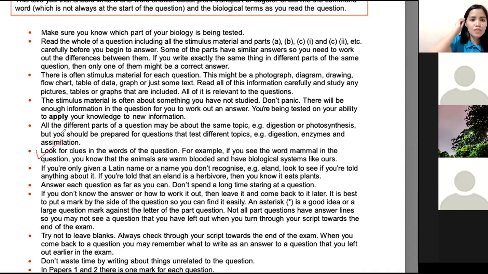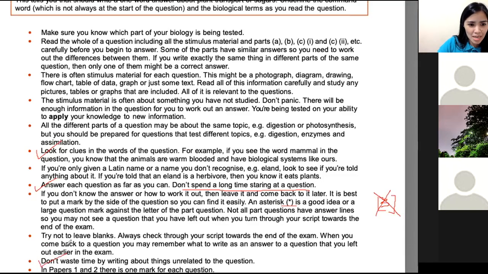Check that. Look for clues in the question. Okay, and then answer each question as far as you can. Don't spend a long time staring at the question. By the way, the rule for biology is always a minute, a mark. Okay, that's the term. A minute, a mark. So if you can see that the corresponding mark is actually 3, then you only spend 3 minutes answering that question.